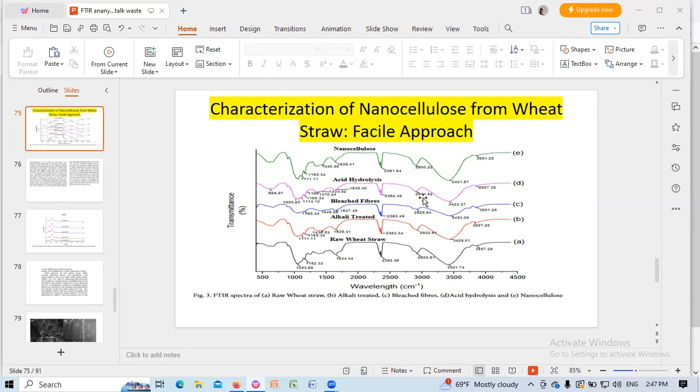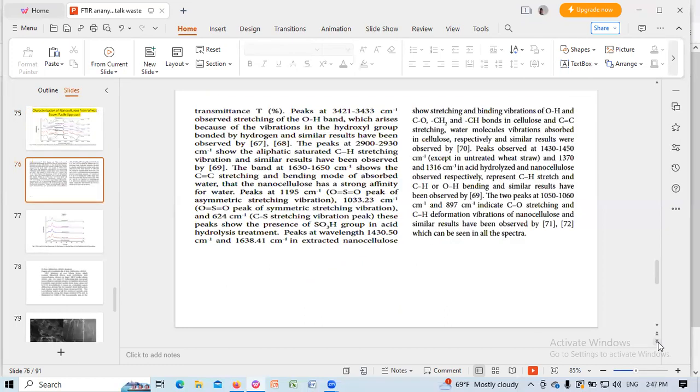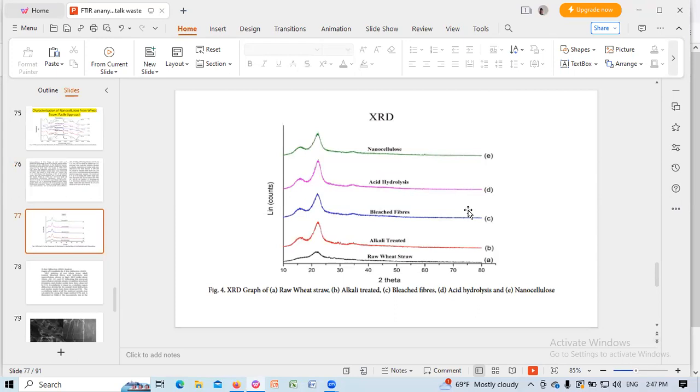This is the detail about nanocellulose, acid hydrolyzed cellulose, alkali treated cellulose, and raw wheat cellulose IR spectra. This is the detailed explanation of FTIR spectra, and this is the XRD curve.